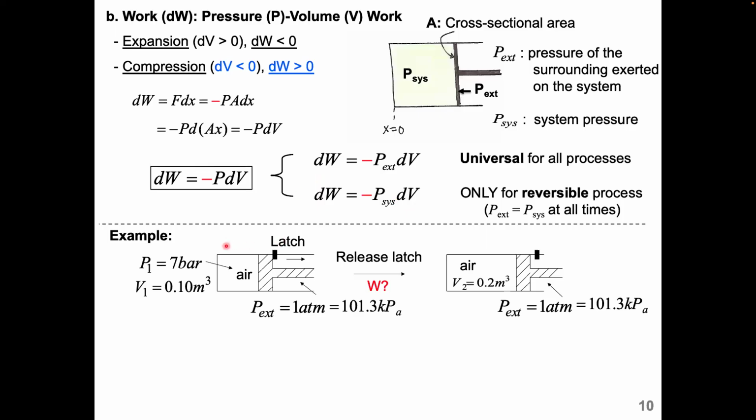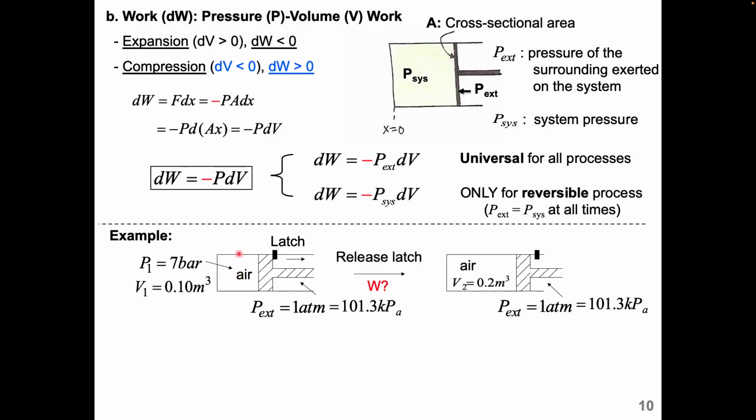We can come back to this piston air system. So you have air inside the piston, and this is your system. And then we have a latch to stop the piston from moving, so you just fix the latch over there. So here it's not moving. You have external pressure. Let's say your external pressure is just atmosphere pressure, which is 1 atm.